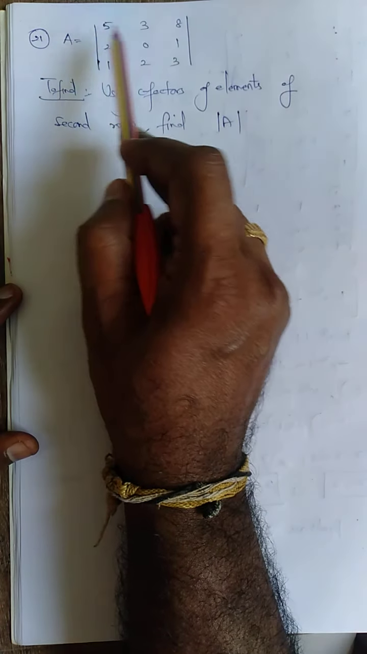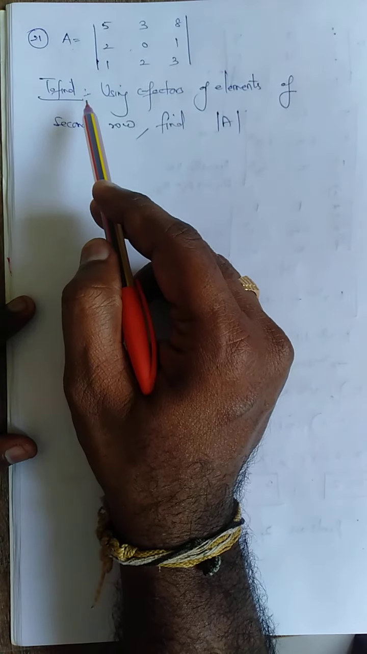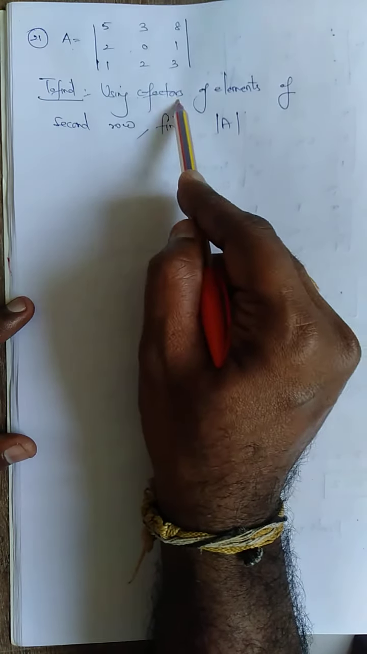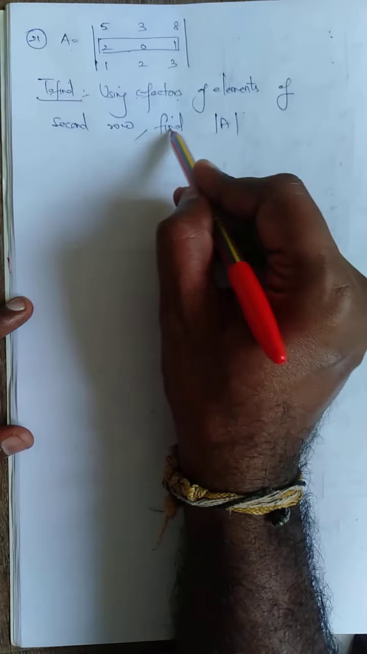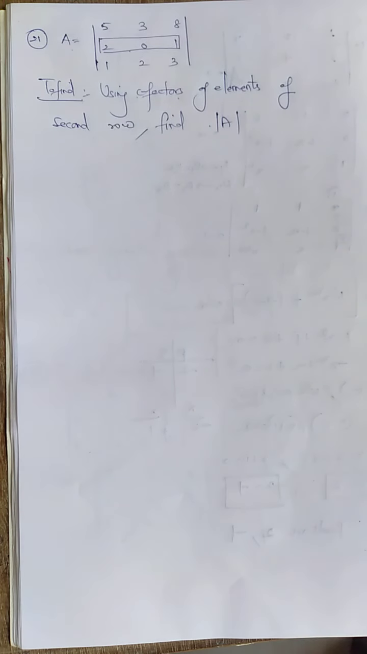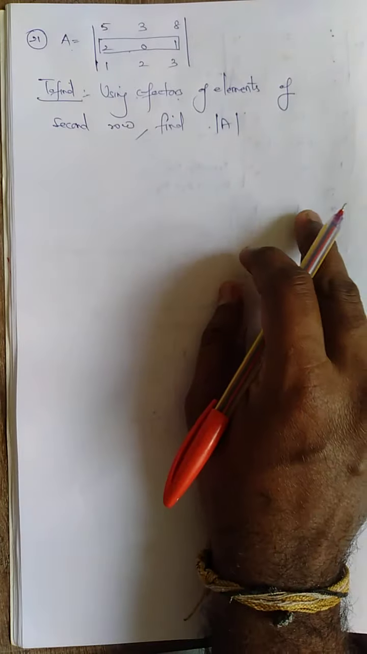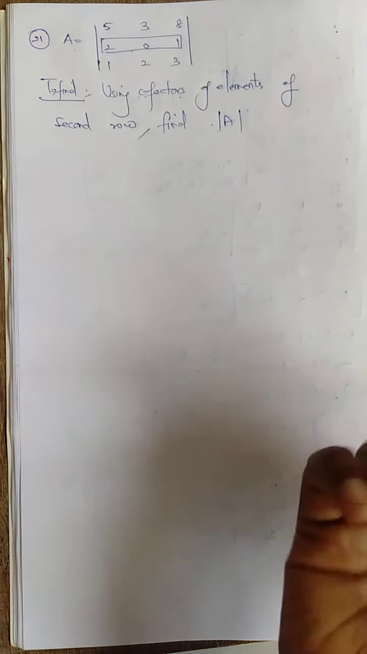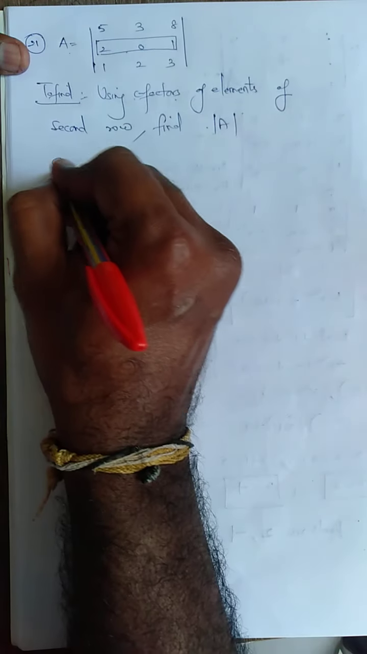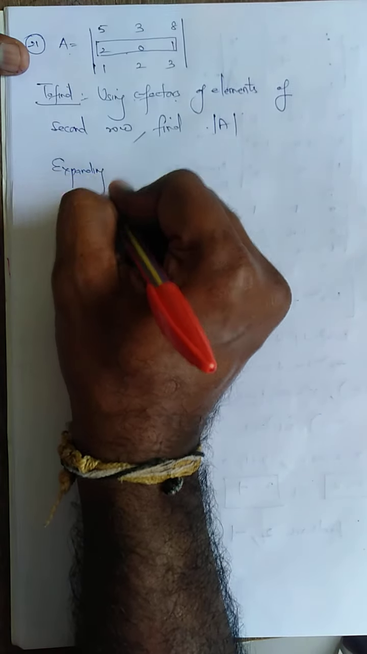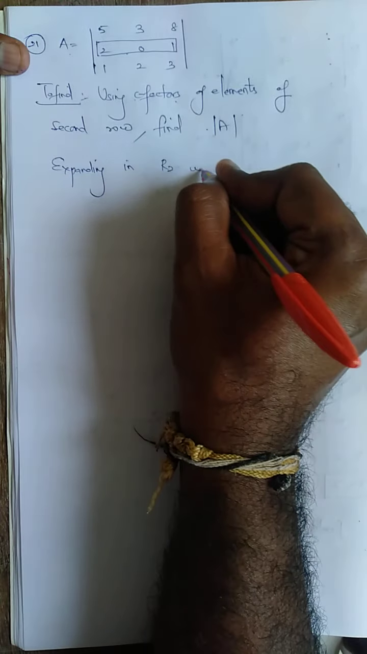Now a typical sum in this exercise, the last sum: they have given the determinant of A, to be found using cofactors of the elements of the second row. These are the elements in the second row. How are you going to find the determinant of A? It is nothing but expanding along R2, expanding R2 wise.